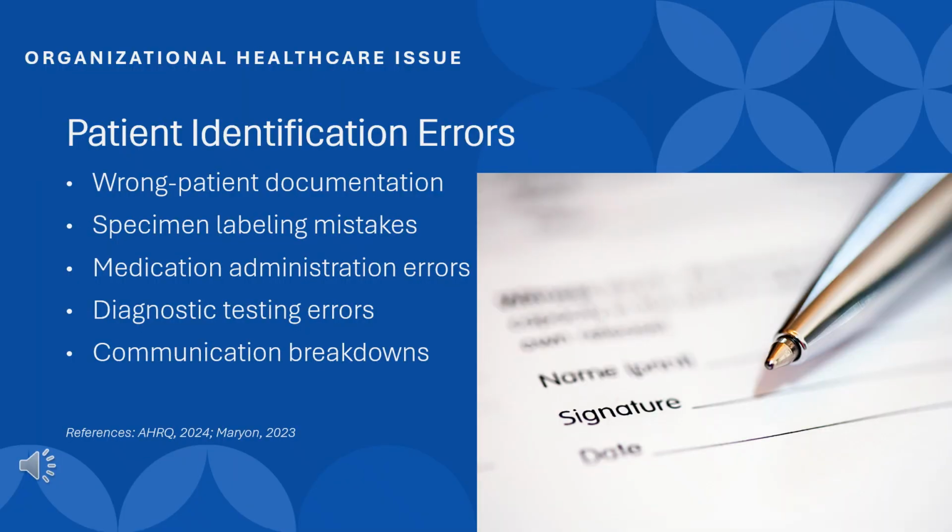The specific issue I have chosen is patient identification errors. These errors can occur during registration, specimen collection, medication administration, diagnostic testing, and care transitions. Even a seemingly small mistake, such as selecting the wrong patient in the electronic health record or labeling a specimen incorrectly, can lead to significant patient harm.